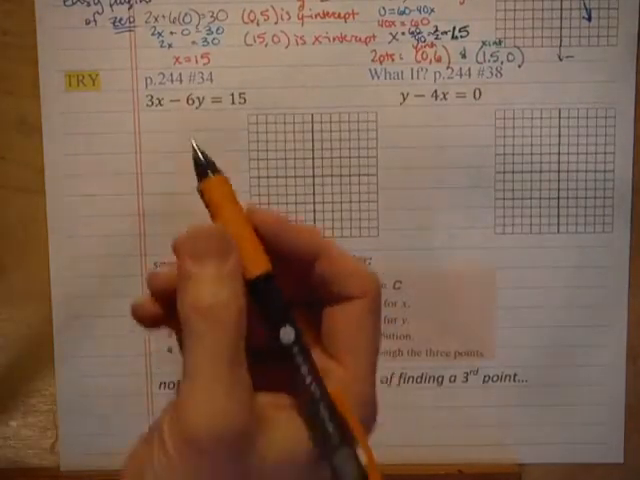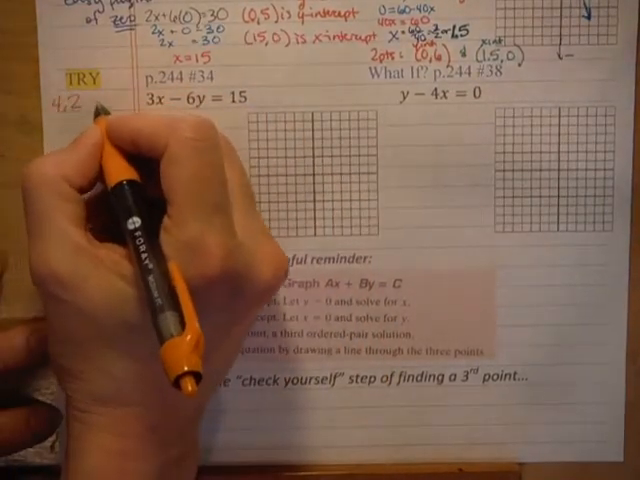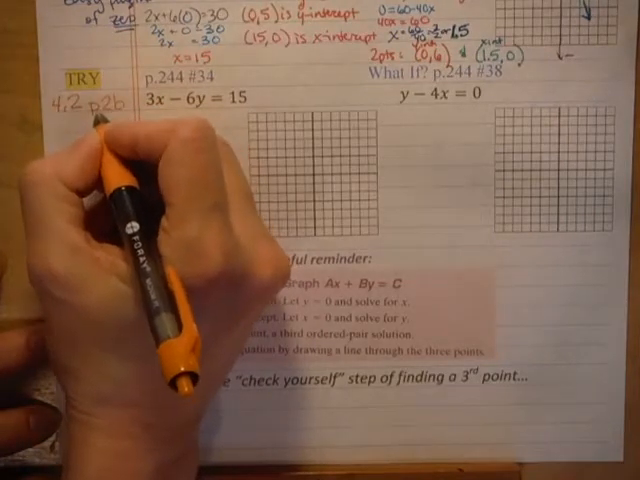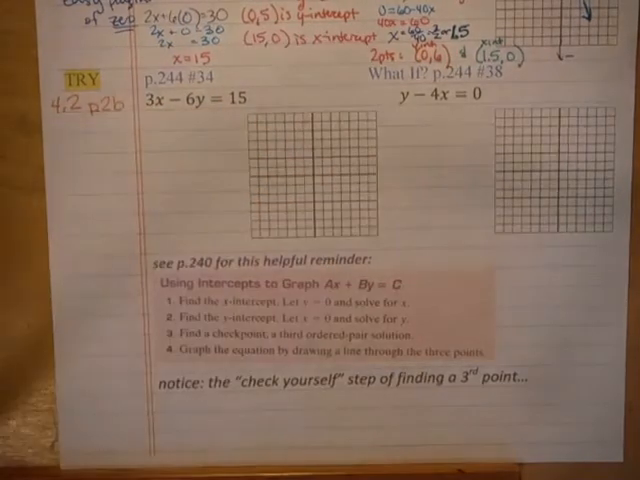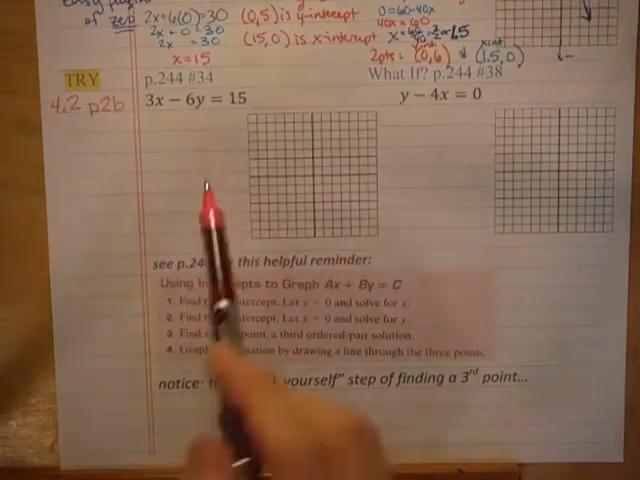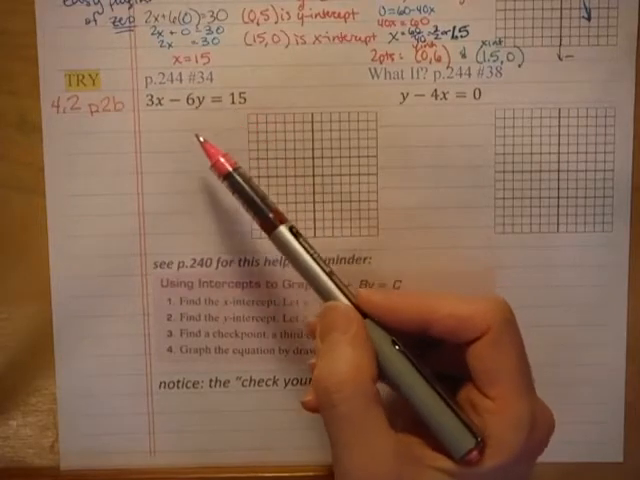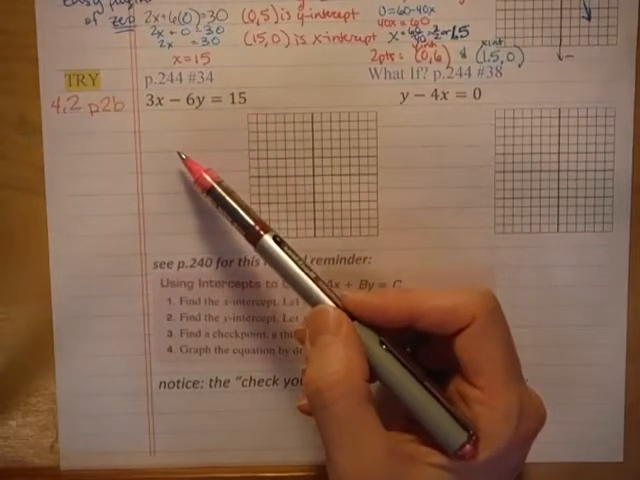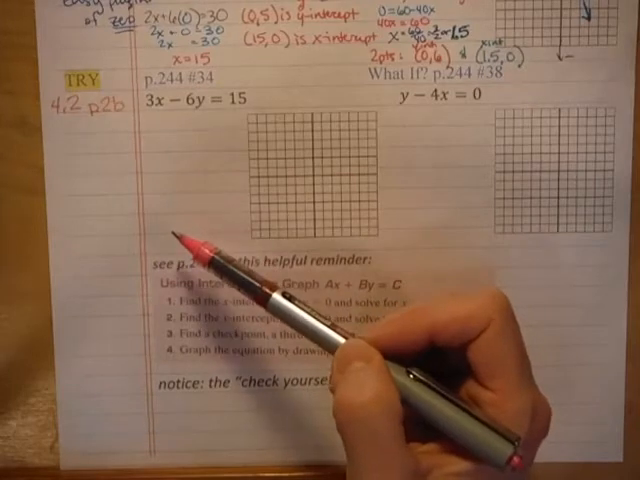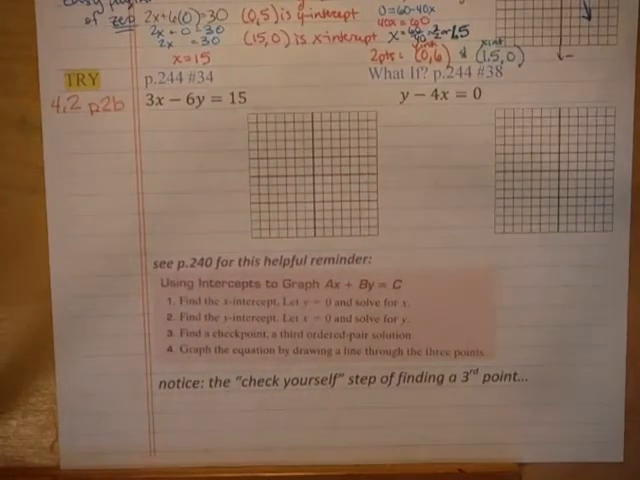Okay, here we are at the bottom of page 2 for section 4.2. 4.2, page 2b. And you try now. Number 34, 3x minus 6y equals 15. And we're going to use intercepts to graph this equation. So hit the pause button and come back when you've got the line and then compare it to what we have.